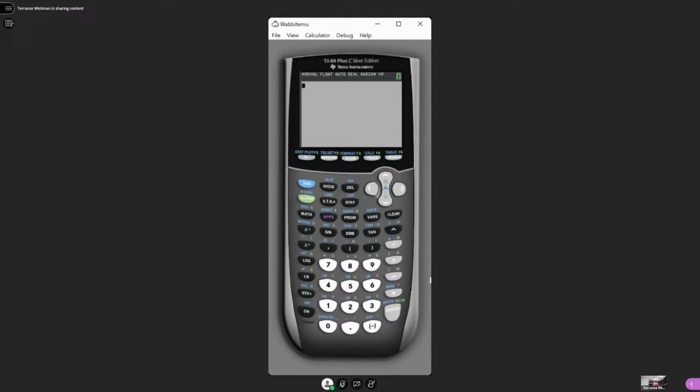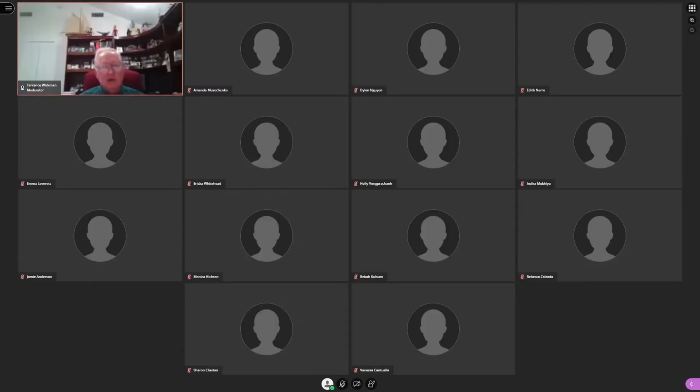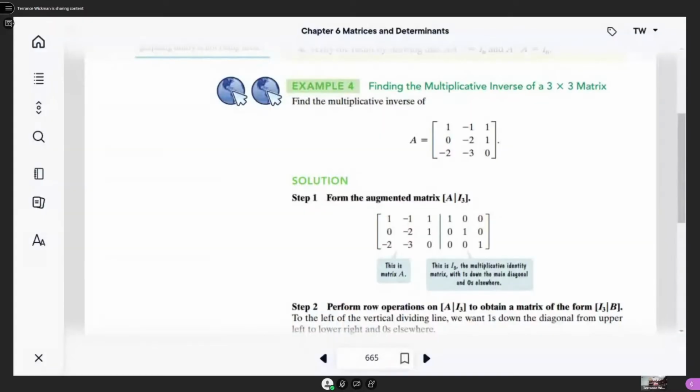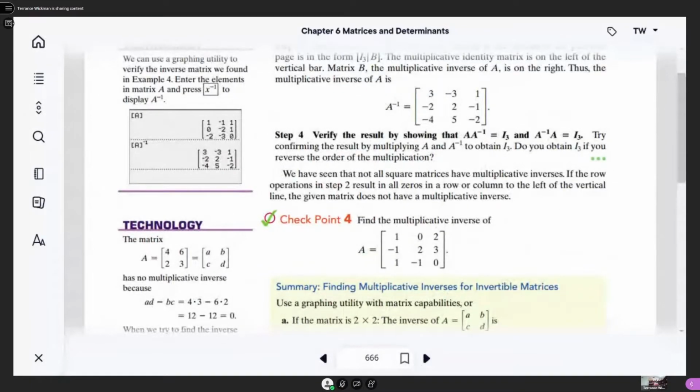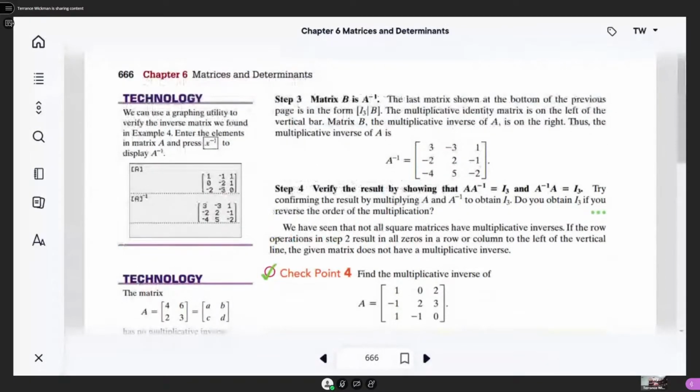Now we want the inverse of it. Let's go back to the book and look at that. Now it gives you the way to do it manually, and we don't do that again. Just want to keep reinforcing it. And then it doesn't show it all the way. Now it says the inverse of this is 3, negative 3, 1, negative 2, 2, negative 1, negative 4, 5, negative 2.